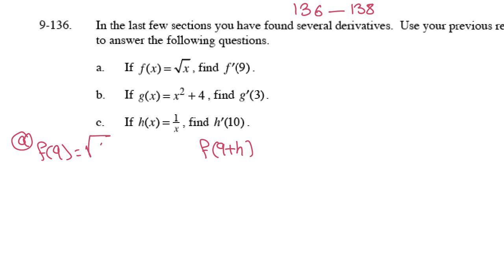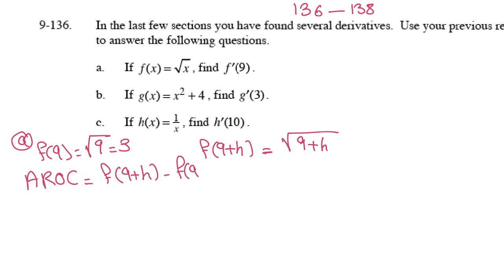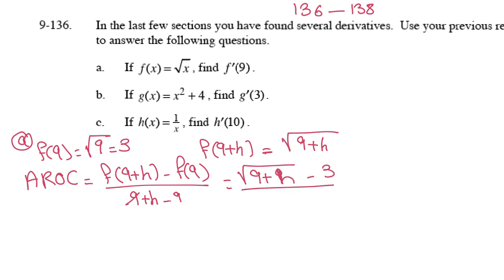With this one, square root of 9, I'll plug it into my original equation, which is f of x, which is square root of x. So square root of 9 is equal to 3. Plugging the 9 plus h instead of the x will be a square root of 9 plus h. Now I'm ready to do my AROC and my IROC. So my AROC is equal to f of 9 plus h minus f of 9, all divided by 9 plus h minus the 9. F of 9 plus h, we already found, which was square root of 9 plus h, minus 3 over the 9 and the negative 9 cancel out, leaving us with just an h.